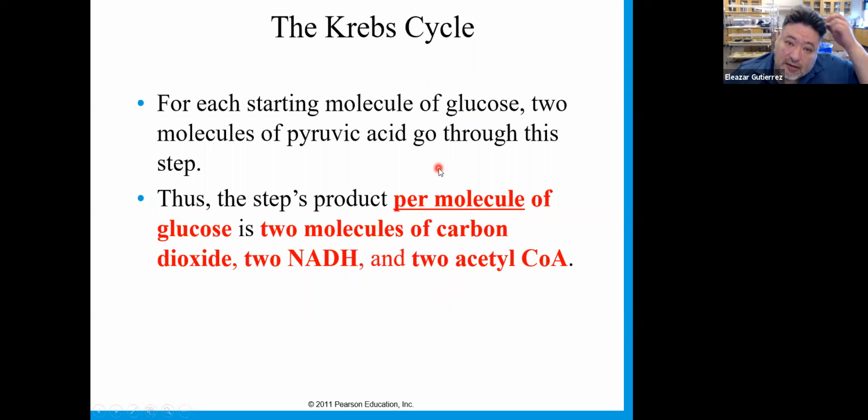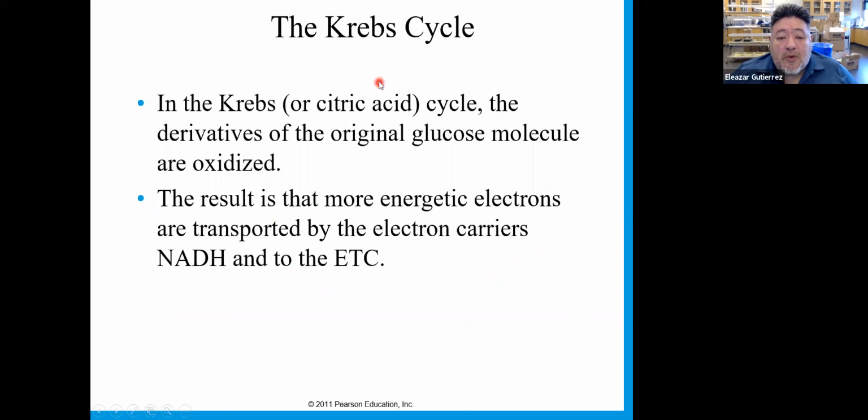Okay, Krebs cycle. A lot of neat things happen in the Krebs cycle. Per molecule of glucose is 2 molecules of carbon dioxide, 2 NADH, and 2 acetyl-CoAs. Oh, this is still the intermediate step. My apologies. So in the intermediate step, per molecule of glucose, it's 2 molecules of carbon dioxide, 2 NADH, and 2 acetyl-CoAs. Okay? Now we're going to go to the Krebs cycle, or citric acid cycle.